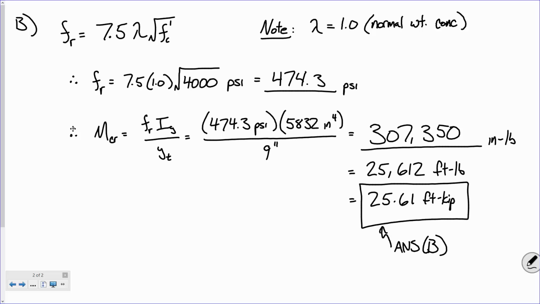Now, let's go back to that behavioral observation. What did Jared say earlier when we were talking about Part A? We said that the beam hadn't cracked, but it was darn close, right? Look at the moments. On Part A, we had applied a moment of 25 foot kips. What the math just said is that that beam will crack under a moment of 25.6 foot kips, so we were darn close. Make sense?